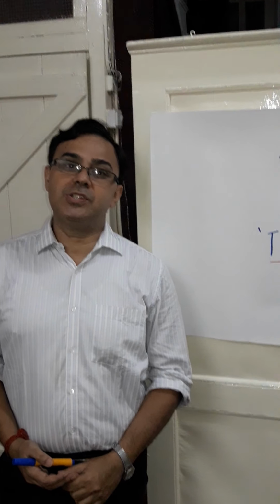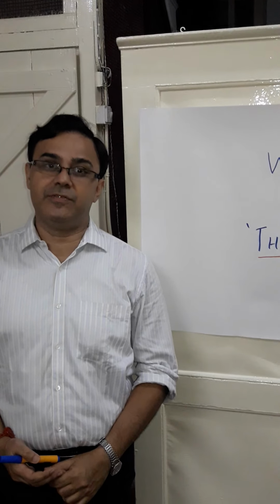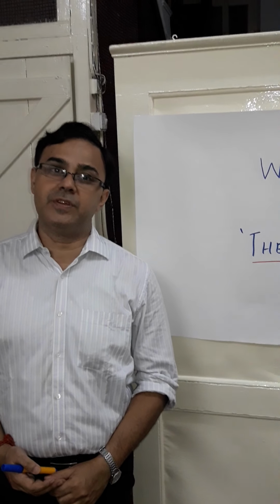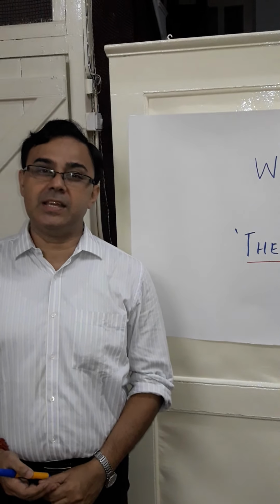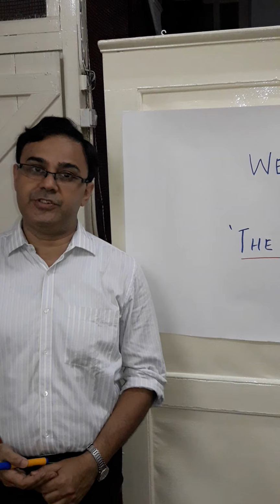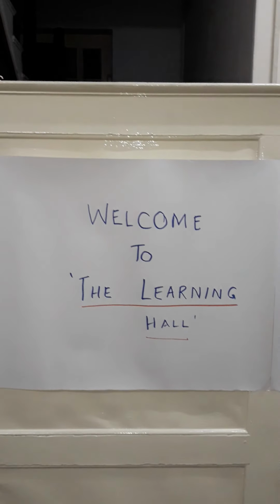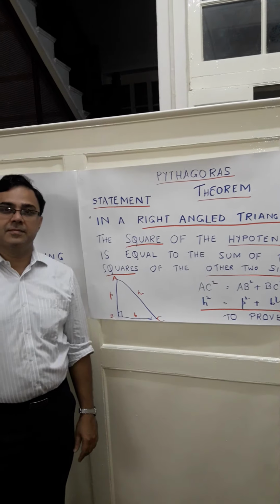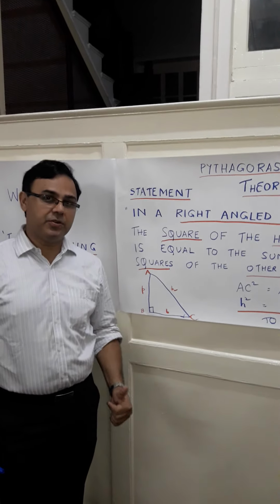Today we are going to study a proof which is the easiest of all of them, and that is the proof given by the similarity of triangles. Let us see how we can prove the Pythagoras theorem through similarity of triangles. Here is the statement of the Pythagoras theorem.